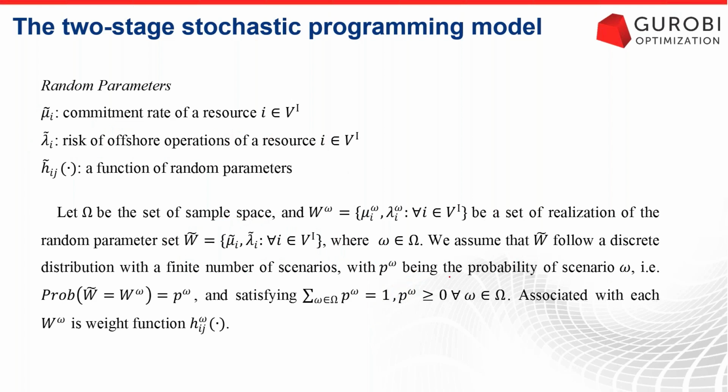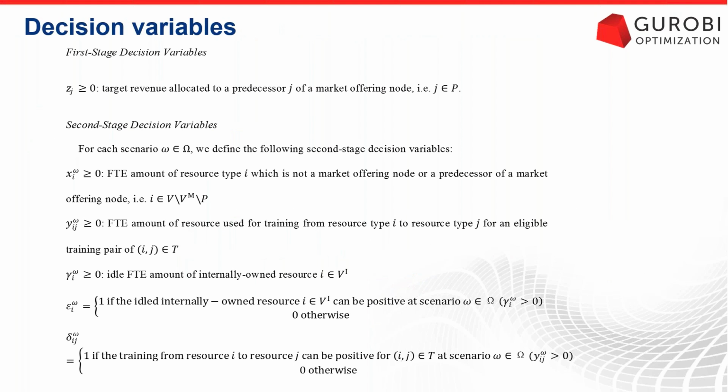A key in building a two-stage stochastic programming model is to identify the so-called first-stage decision variables and the second-stage decision variables. First-stage decision variables are also known as here-and-now decisions. These are the decisions that the decision maker needs to make right now before the uncertainty is resolved. So in our LSO setting, we identify the first-stage decision variable as the target revenue allocated into different market offerings.